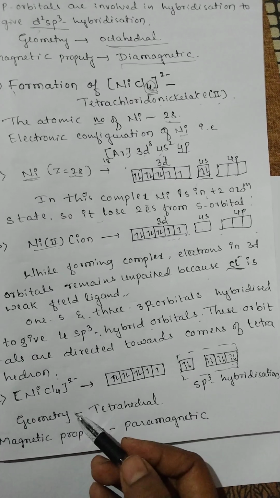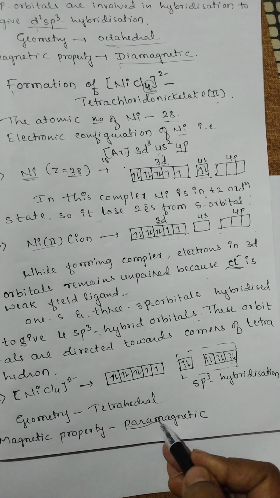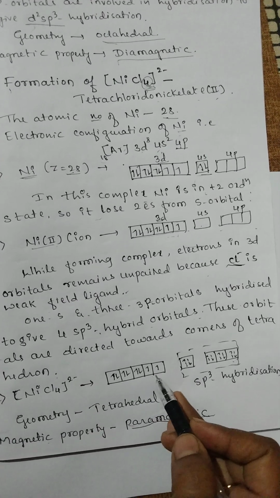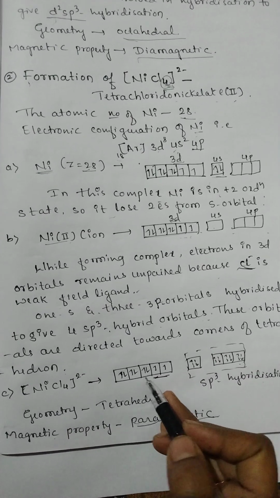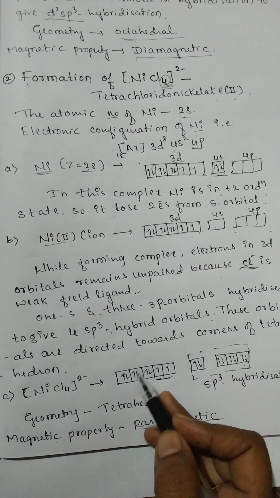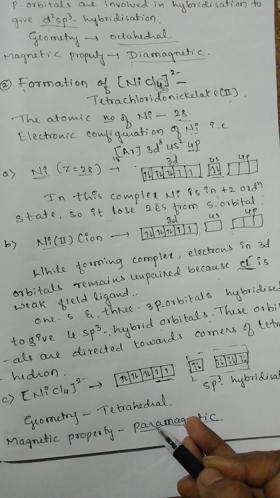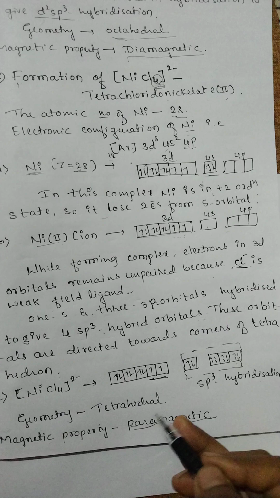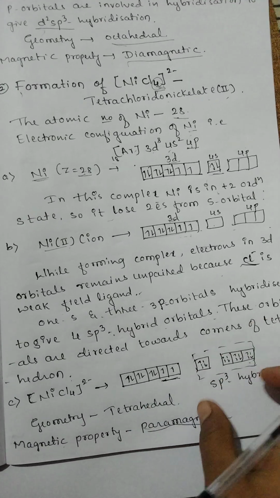Now what about the magnetic property? The magnetic property becomes paramagnetic because the complex has unpaired electrons, so the magnetic property becomes paramagnetic.